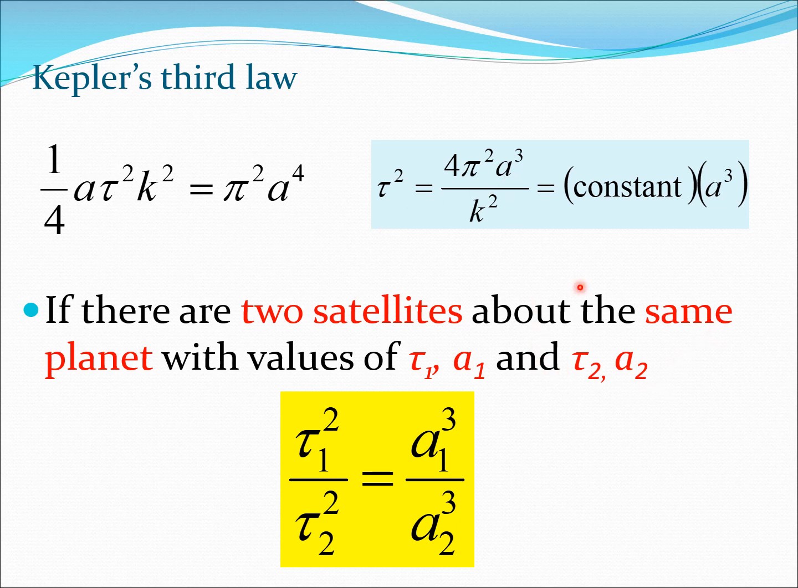Let's say the planet is the same, so K remains the same, in which case I could divide these two equations and I'm going to get tau 1 square by tau 2 square is A1 cube by A2 cube. So this equation in yellow is Kepler's third law.